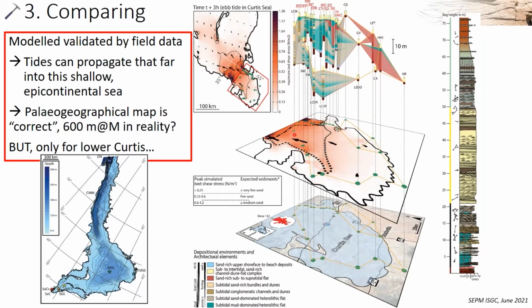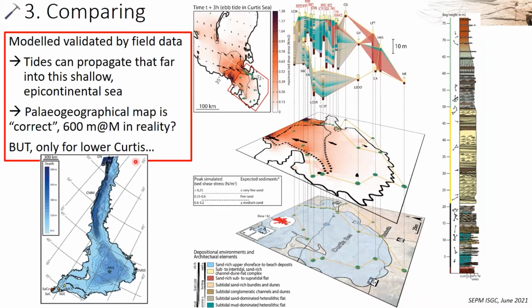You can see the same trends are there. It's not a perfect match, but the trends work. We see an increase in mud content as we go towards the south, which is basically what we can expect here. So we think that our model is validated by field data, and yes, tides can propagate that far into this epicontinental sea. And we think especially that the paleogeography with the 600 meters at the mouth of the system would probably be realistic, given how well it fits the facies distribution.